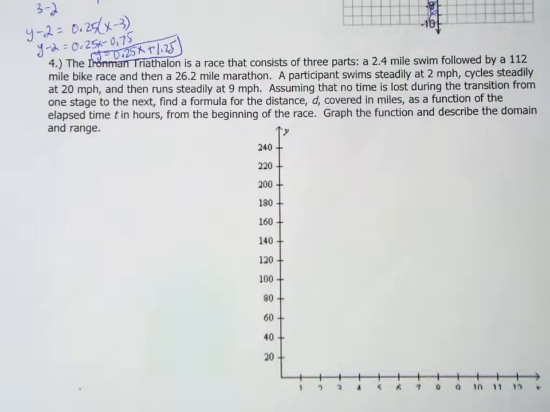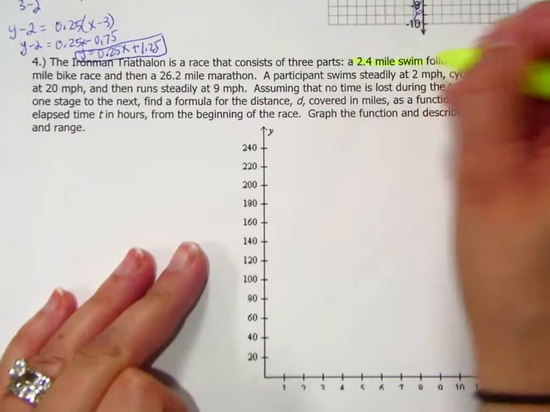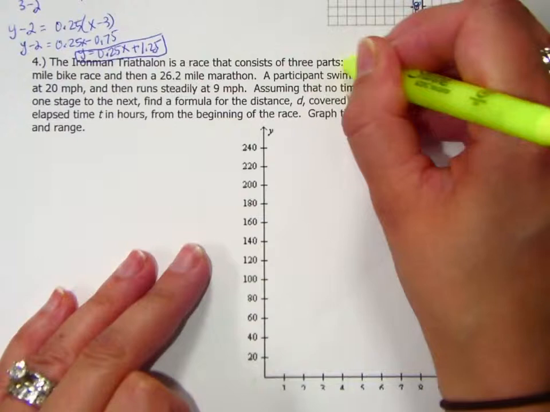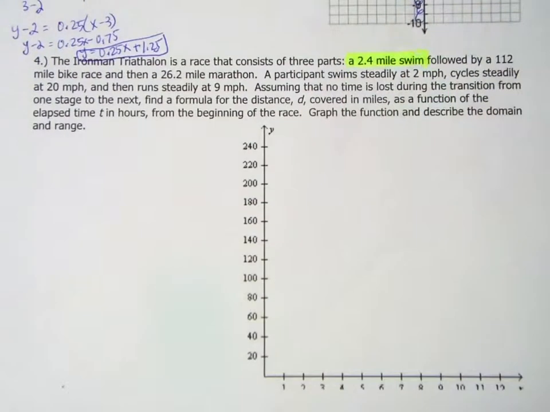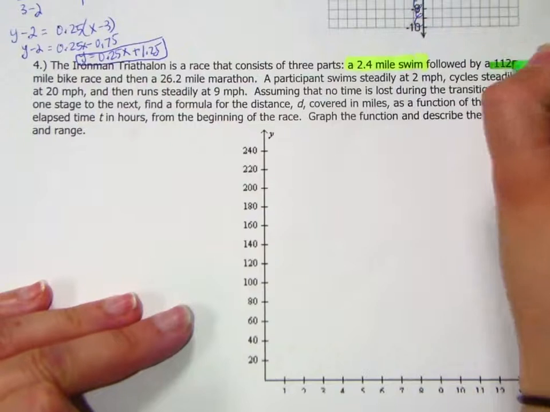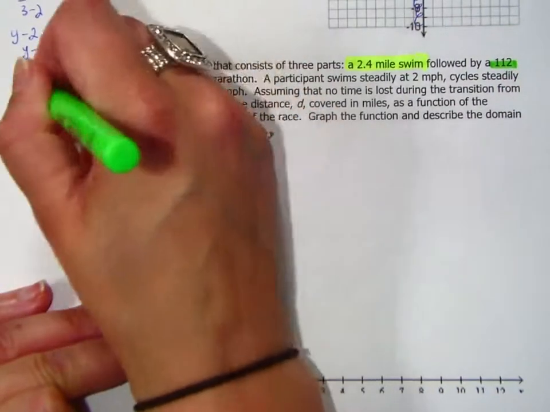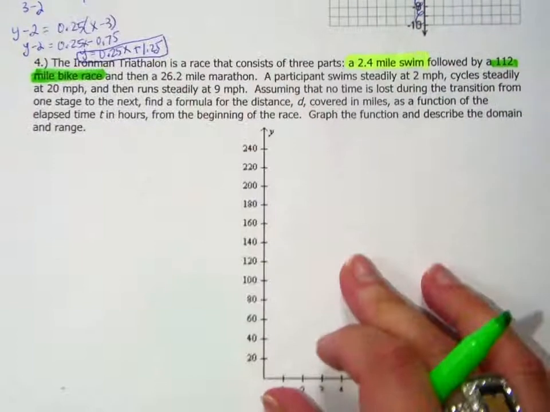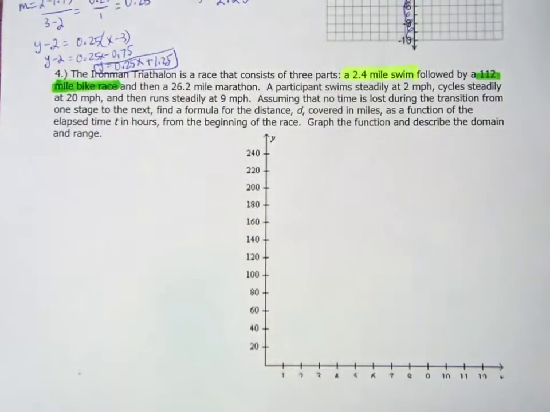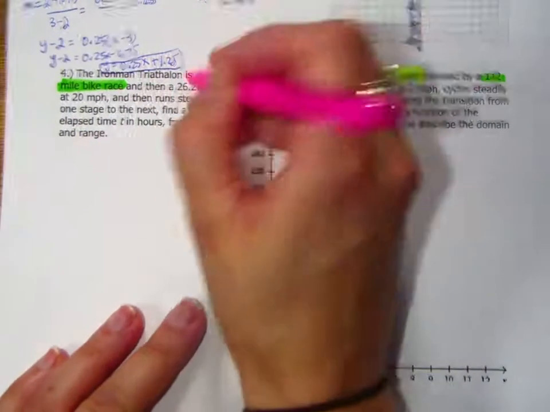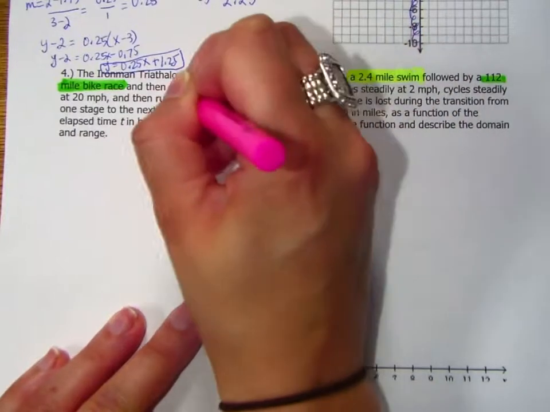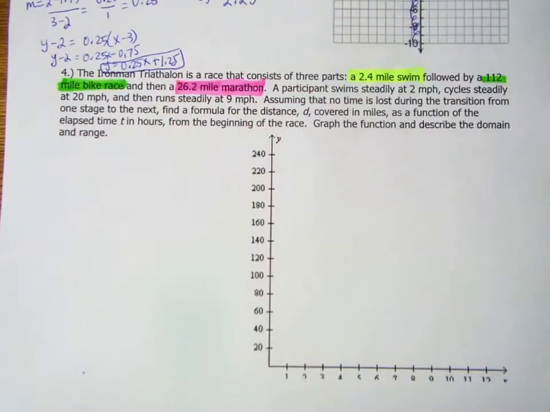The Ironman triathlon is a race that consists of 3 different parts. We have a 2.4-mile swim, which just on its own sounds beyond terrible. We have a 112-mile bike ride. And then we have a full 26.2-mile marathon. You know, just because we hadn't done enough. Crazy people.